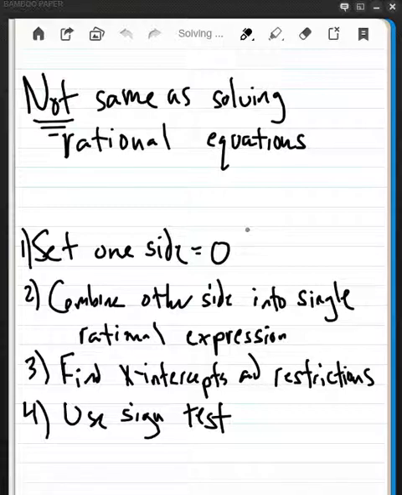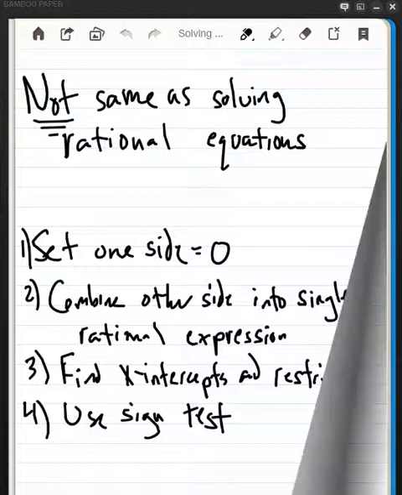After we do that, we're going to find the intercepts and the restrictions of that rational expression to use in a sign test. You're going to see how that all plays out very shortly.